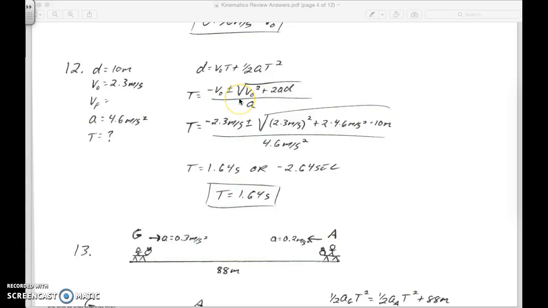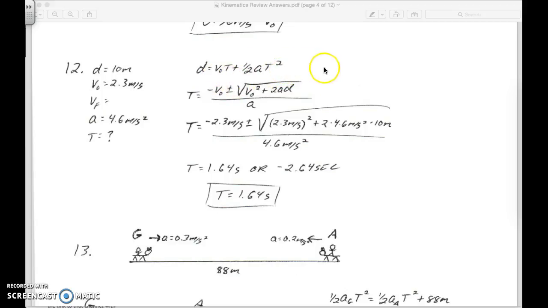Now there is a way out of this if you do not want to do the quadratic, and the way out is to actually solve for vf first. The problem is not asking for it. You don't have to solve for it, but if you are really afraid of using the quadratic formula, that is an option. But we're going to solve using the quadratic formula because we're not afraid of it, and here's what you do. We have d equals v naught t plus 1/2 at squared.